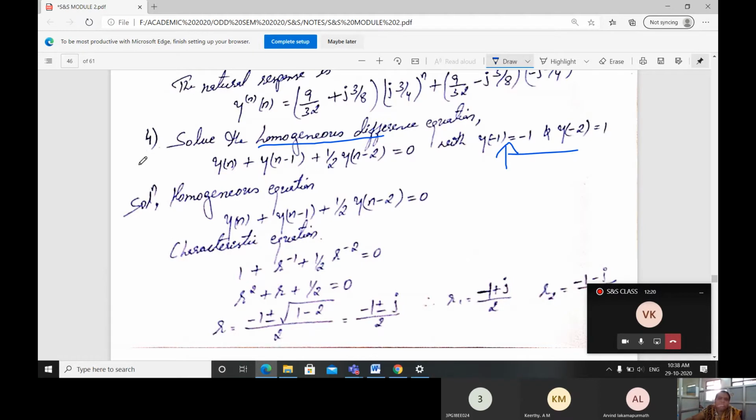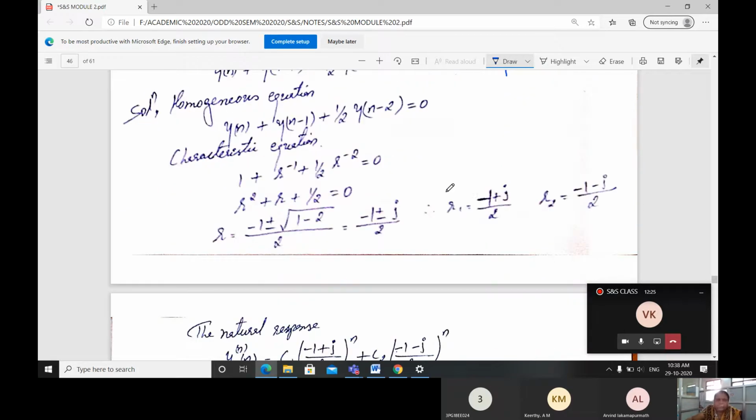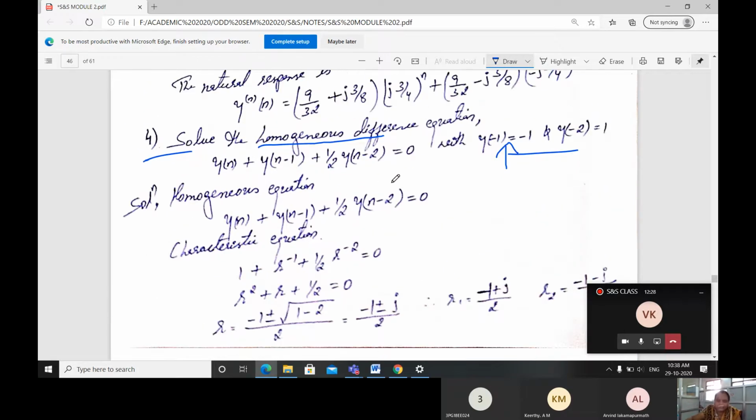From this, what you understood, we have to find the natural response. Okay, in this case, natural response only they given, right? Therefore, homogeneous equation is given, directly we can write that. Then what is the characteristic equation is going to be, that is y of n is taken as 1 plus y of n minus 1 is going to be r power minus 1 based on the power what it is given here. If it is given as n plus 1 means you have to take r raised to 1 only. Okay, plus 1 by 2 r power minus 2 is equal to 0.